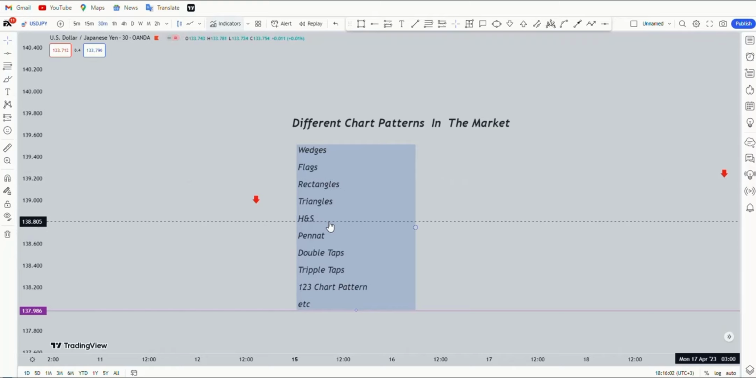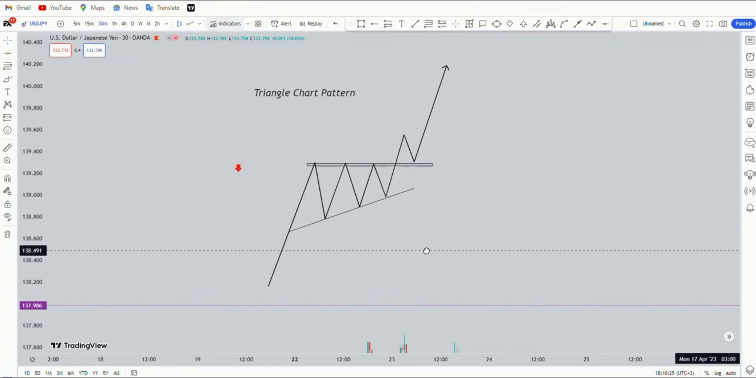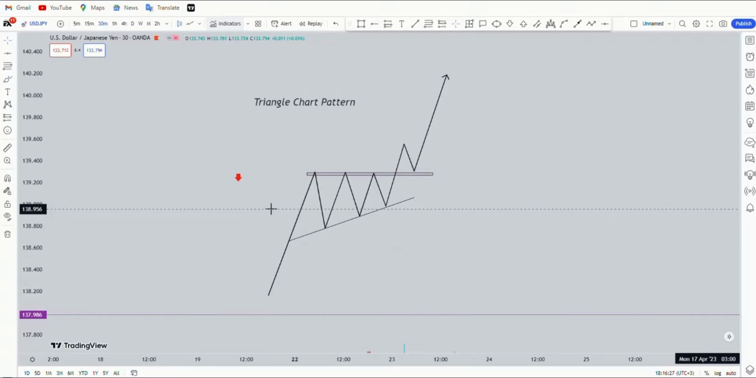Head and shoulders are commonly known as reversal chart patterns, but they can also work as continuation chart patterns depending on the market structure. We have pennants, double taps, triple taps, 1 2 3 chart patterns. They are many, and I may not finish them all. So today we got to see something good, a pattern called the triangle chart pattern.